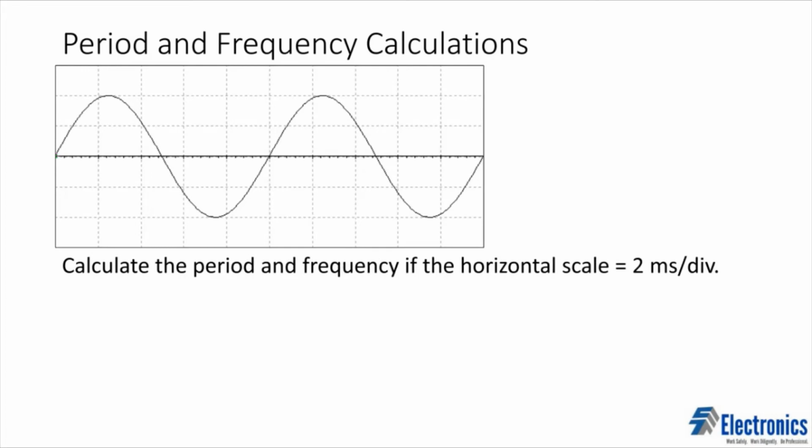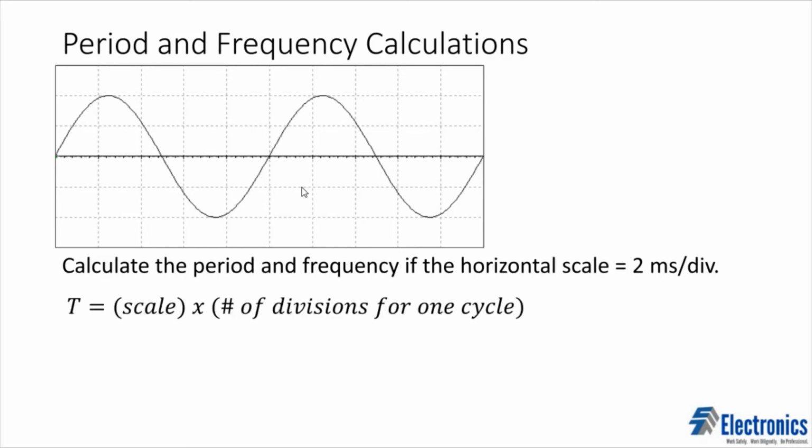So this time, we're going to count the divisions. Okay? So calculate the period and frequency if the horizontal scale is 2 milliseconds per division. That means each one of these squares is 2 milliseconds. Okay, so in this case, let's look at where our cycle is. So our cycle begins here and ends right here. And what we're going to do is count how many divisions there are. Okay, 1, 2, 3, 4, 5 divisions.